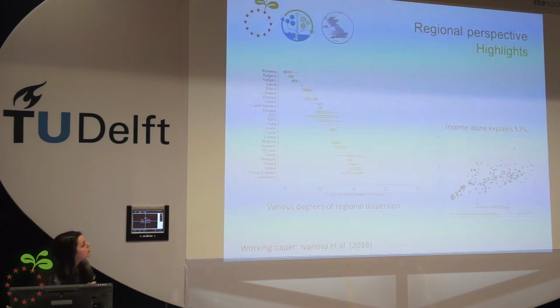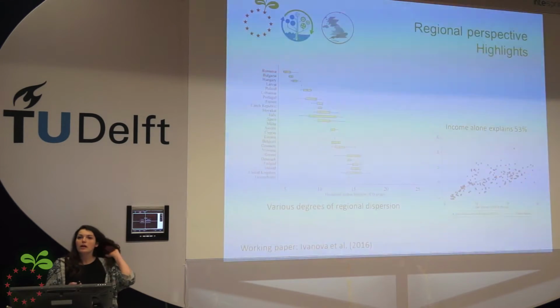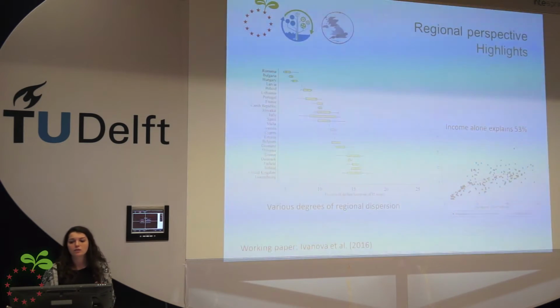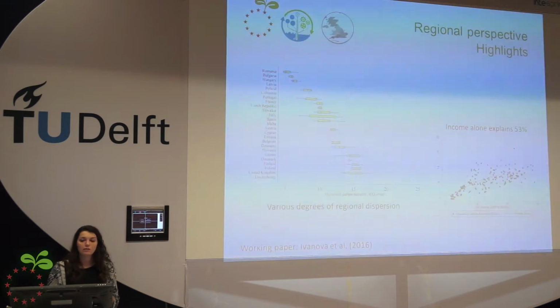And the relationship is not exactly linear. As you can see, it levels off after a certain level of income. So this has to do with changes in consumption patterns. But we're also looking into, we're currently finalizing this analysis, additional socioeconomic, geographical, and technical variables.